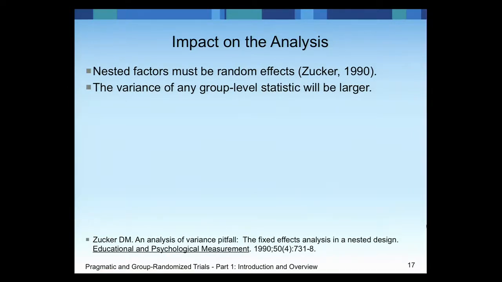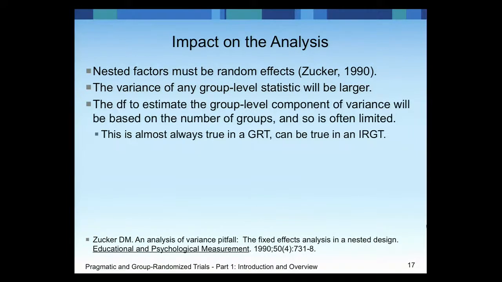We have two levels of nesting in any group randomized trial. Groups are nested within conditions and members are nested within groups. So we always have at least two random effects in a group randomized trial. Another implication is that the variance of any group level statistic will be larger. Group level statistics reflect the extra component of variance, and so they will be larger than if we had constituted those groups through random assignment.